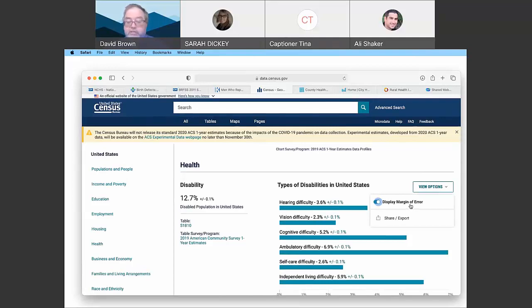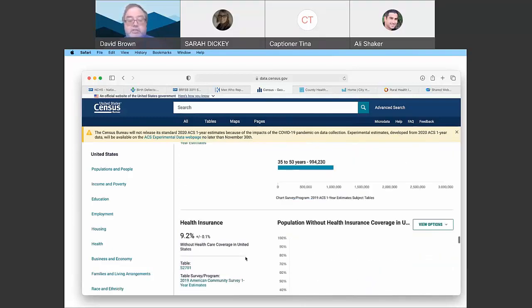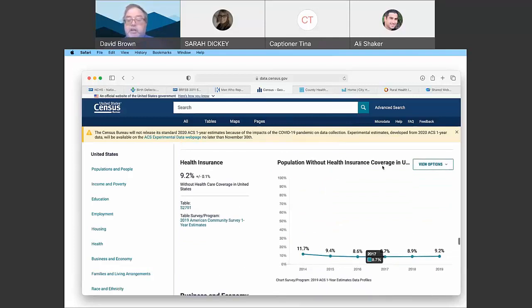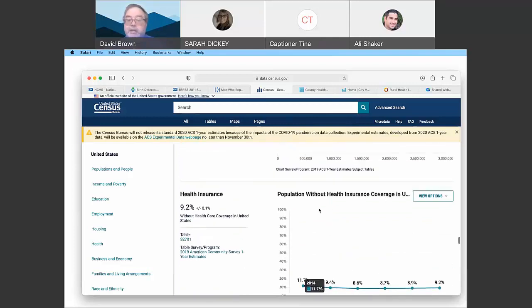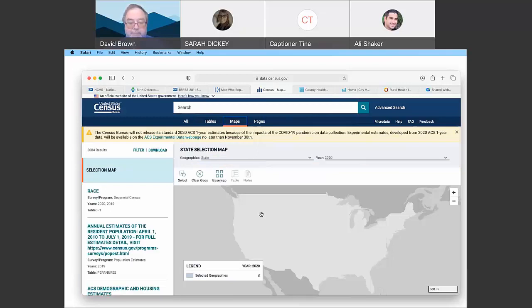Also, you can put in your margins of error, which again, we need to get into. And where does this come from? It comes from a table and where it was the estimate and what we can use to look at it in general. Fertility, all sorts of good information, population without health coverage and where it's gone historically. It's great, great information as we look. And then, like I say, we've got all of our maps here.